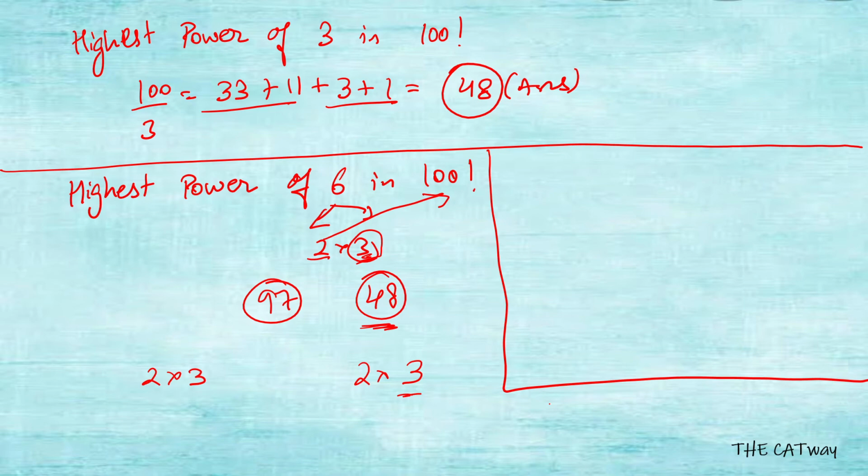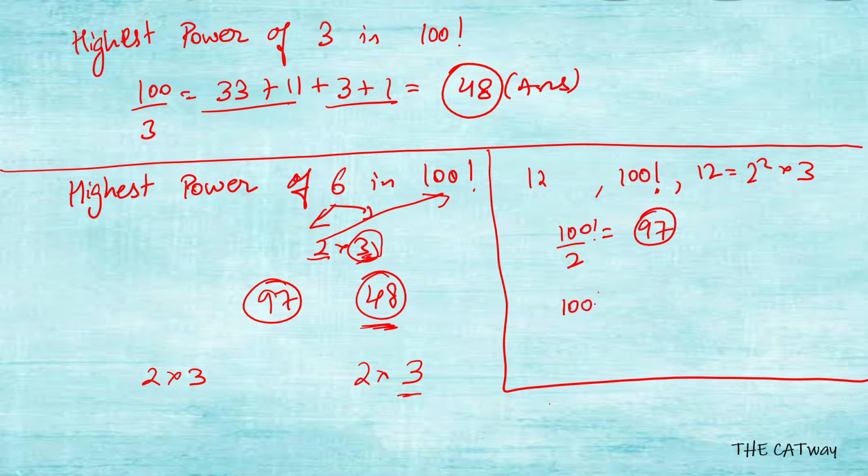Okay, so let's say we are talking about 12 factorial. So in 12 factorial, what is going to happen? We have to find the highest power of 12 in 100 factorial. So how can 12 be written? 12 will be written as 2 square into 3. So the highest power of 2 in 100 factorial, we know it is 97.